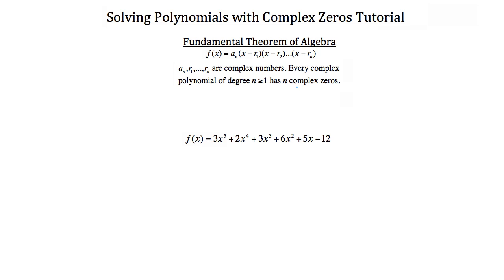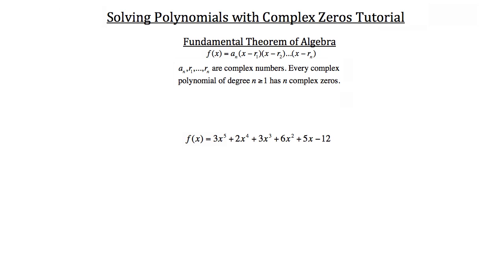Now, remember also that we say complex zeros, but complex zeros can be real numbers as well. It doesn't have to be something with an imaginary number i. So 5 could be a complex zero. So just think of it really as it's going to have a number of zeros equal to its highest exponent.